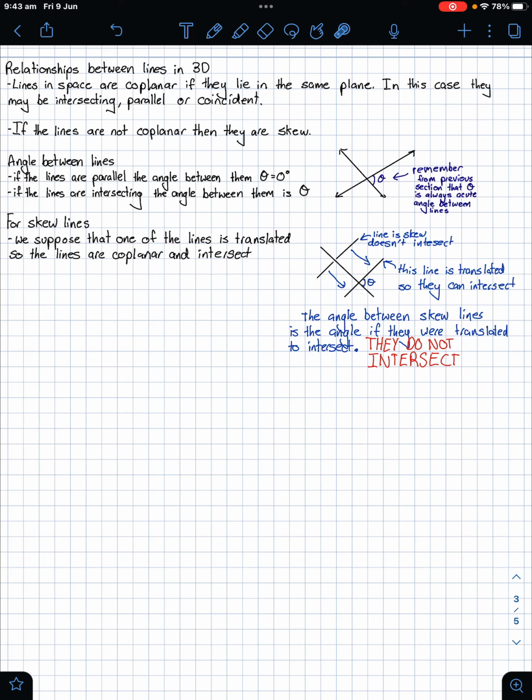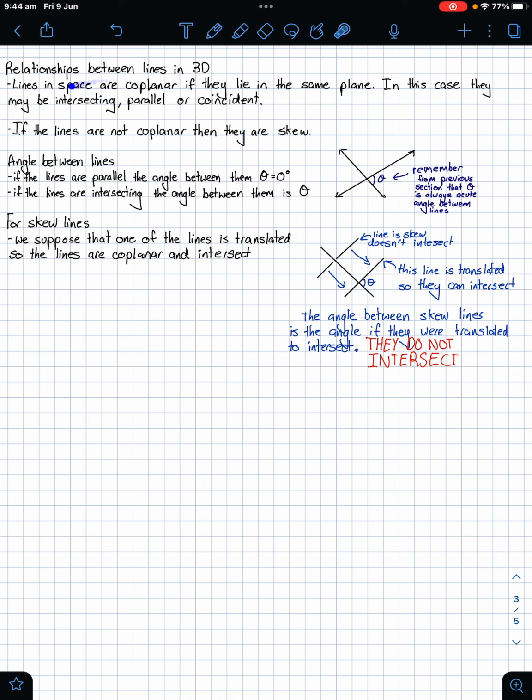Jumping up a notch now, we're looking at relationships between lines in 3D. Previously we've looked at lines that are on a plane, and we've pretty much just made these 2D lines. Now, if we have 3D lines, they can realistically still be in the same plane. They don't necessarily have to be in two dimensions. They could be, if you think about rotating it up or something like that.